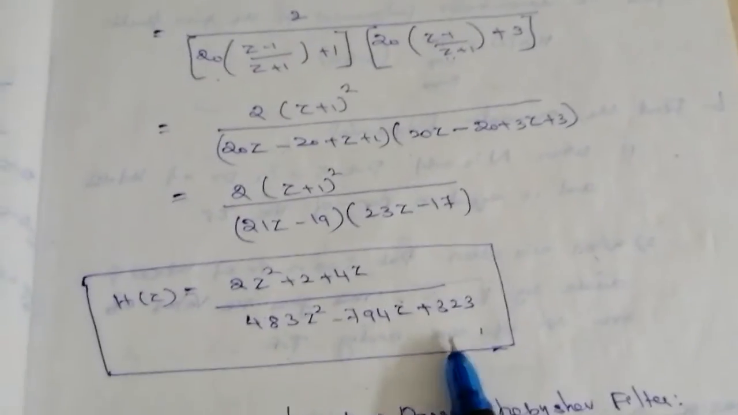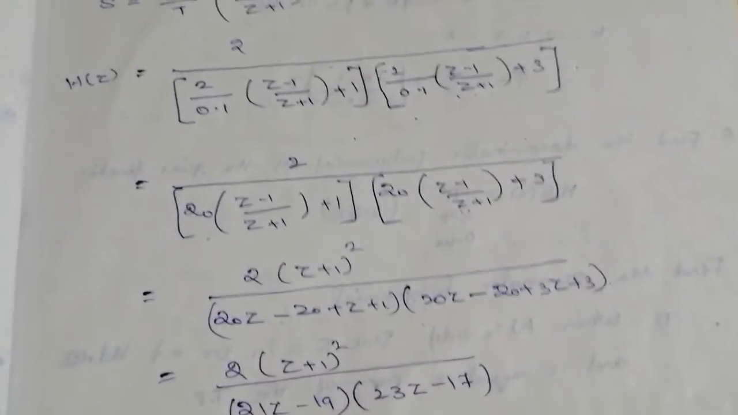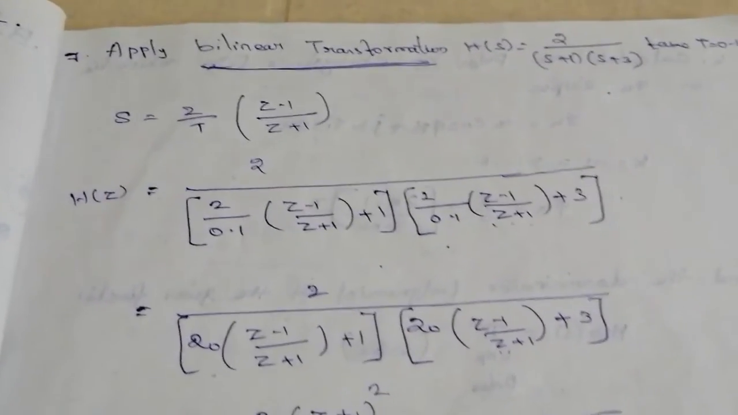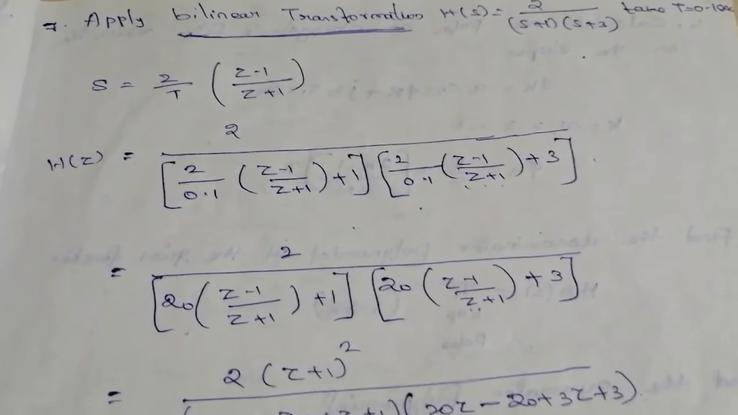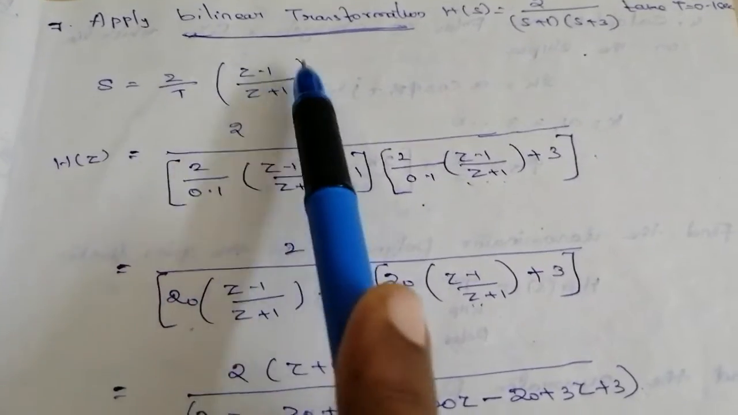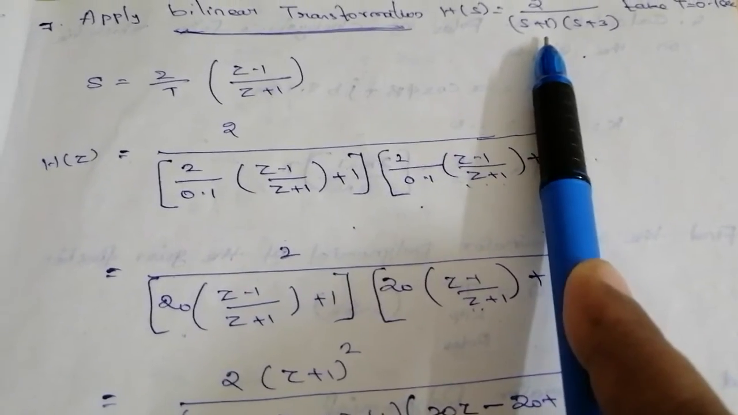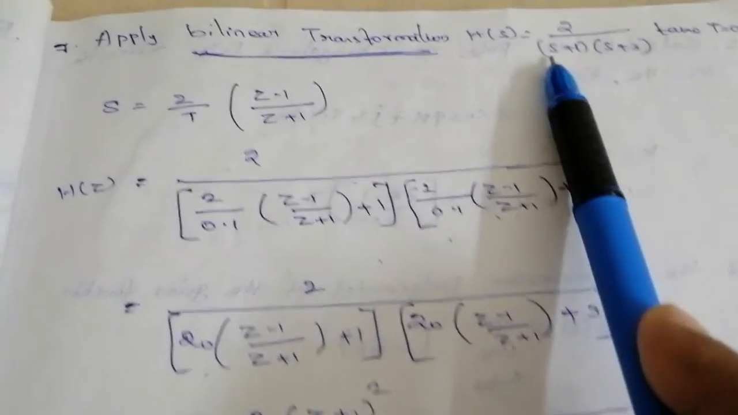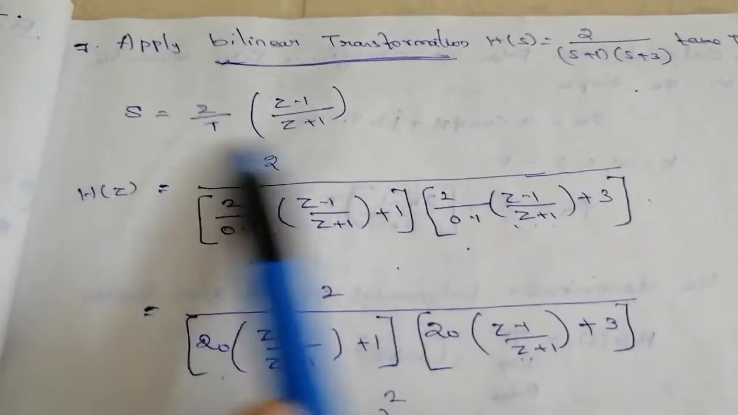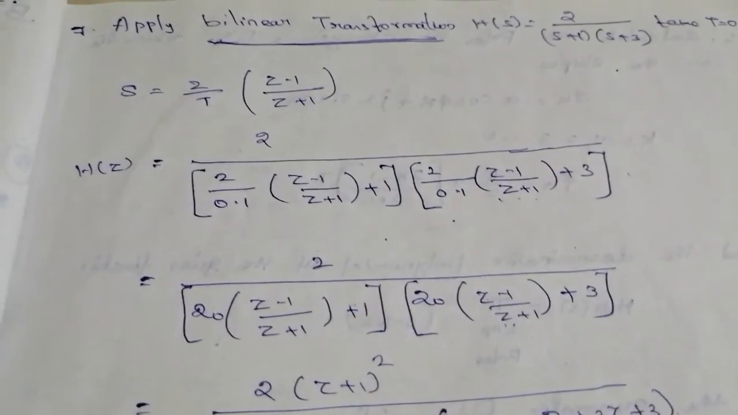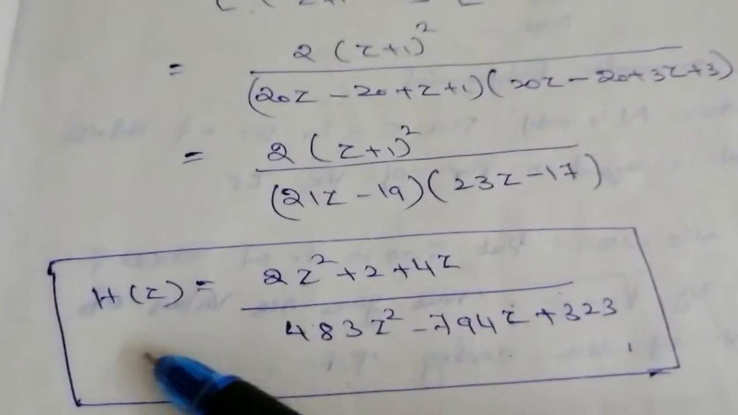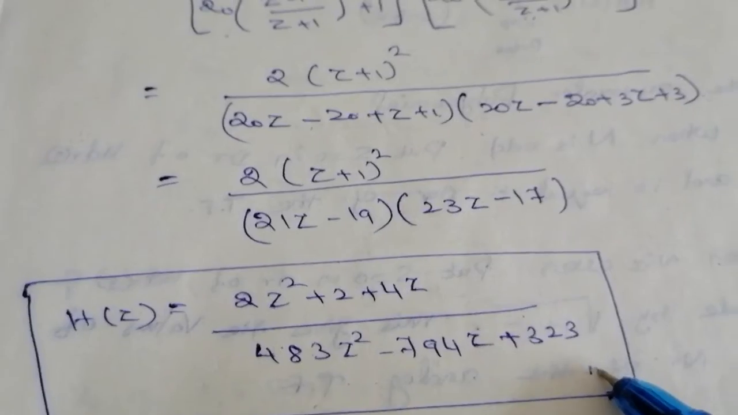Is it clear? So the bilinear method is very simple: just replace s by 2 by T into (z minus 1) divided by (z plus 1) in H of s, that is the analog Butterworth transfer function. In the analog Butterworth transfer function we just replace s by this term, and with further simplification we get the final digital Butterworth filter H of z.